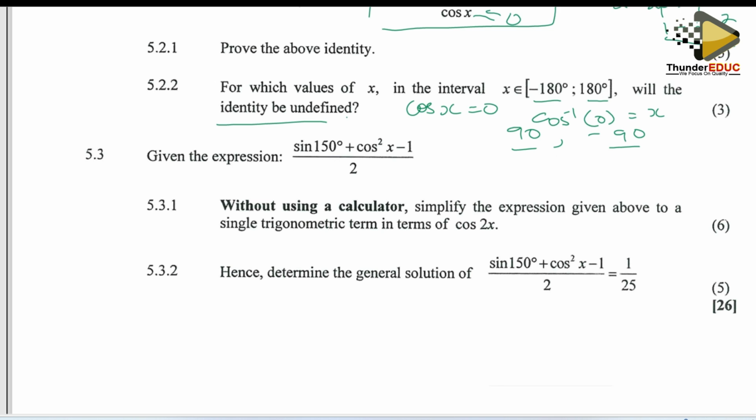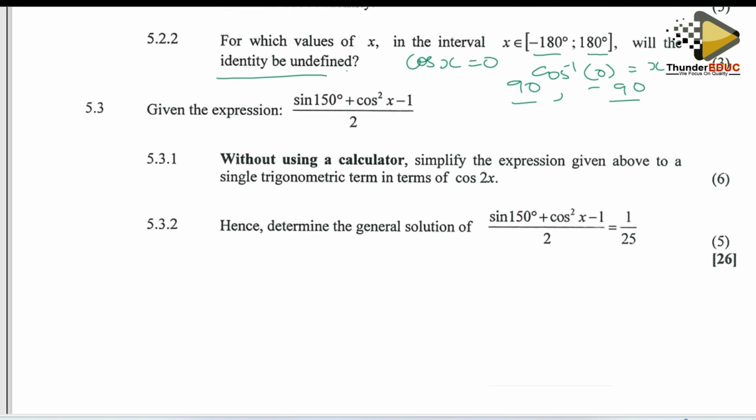Then if we are given this expression, without using a calculator, simplify the expression to a single trig ratio, 6 marks. What are we going to do?